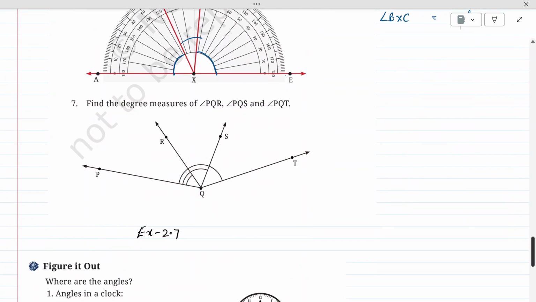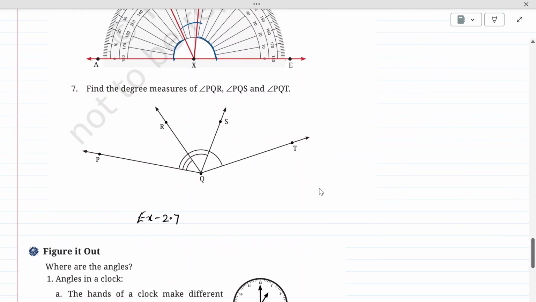Next, find the degree measures of these angles. So let us do this. Angle PQR. PQR means this angle. We have to measure. So what we are going to do, kids, is keep the protractor at the center in line with this arm to measure the other arm, and it will be around 45 degrees. So this is 45 degrees.